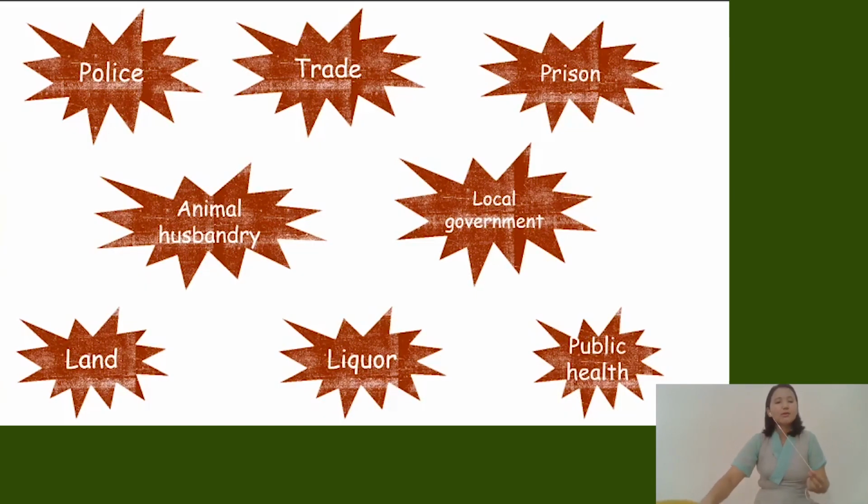A few examples of the state list are police, trade, prison, local government, public health, liquor, animal husbandry. Animal husbandry means animal domestication. When it comes to animal domestication, the state government has the power to make law or decisions on this. And land. So these are the subjects which fall under the state list.